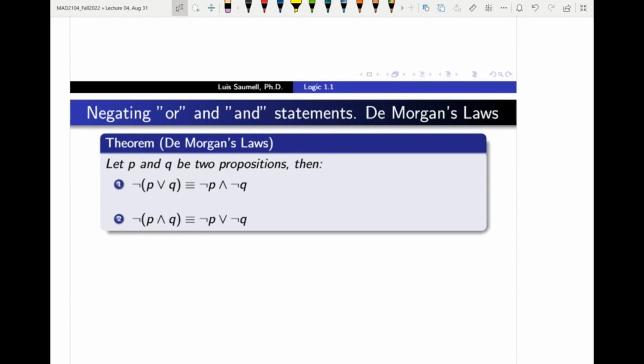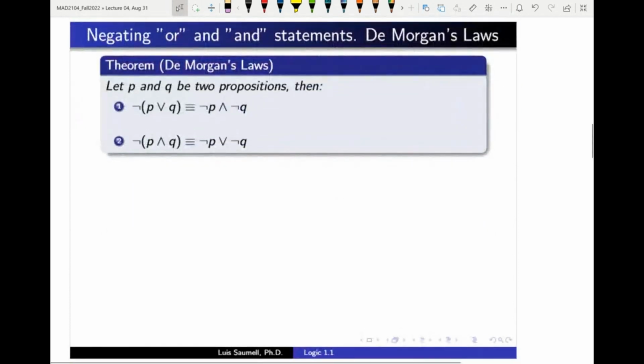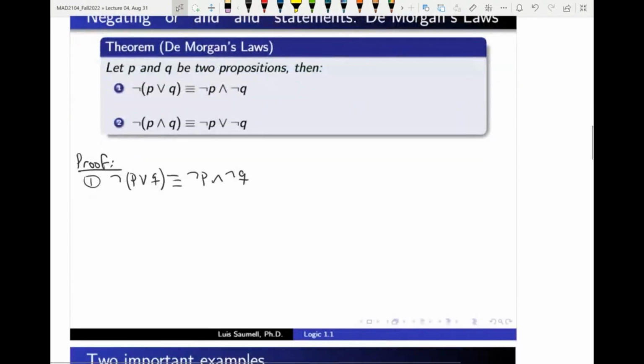Or that the biconditional is a tautology, however you want. That's all we need to do to verify this. So let's do it. Proof. I'm going to prove number one. I want to show that the negation of P or Q is logically equivalent to negation P and negation Q. So let's do this using the table.